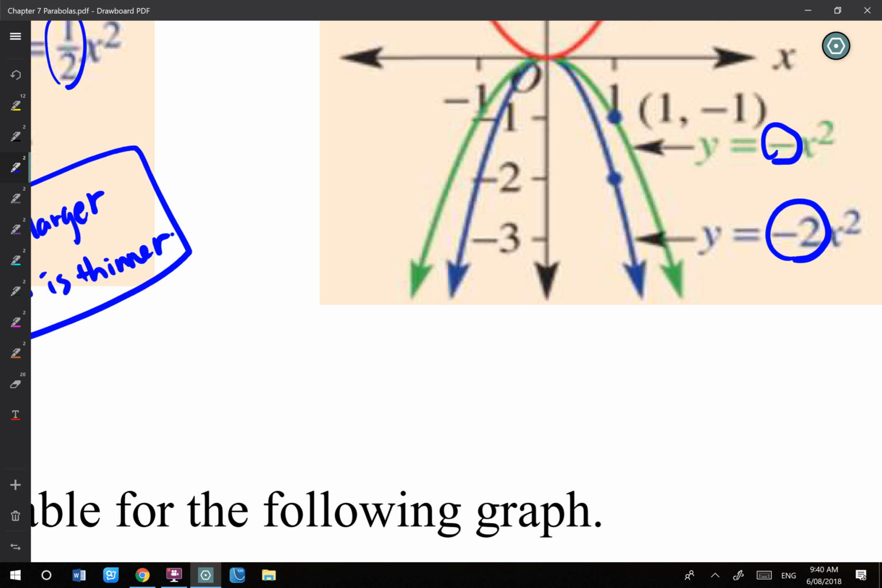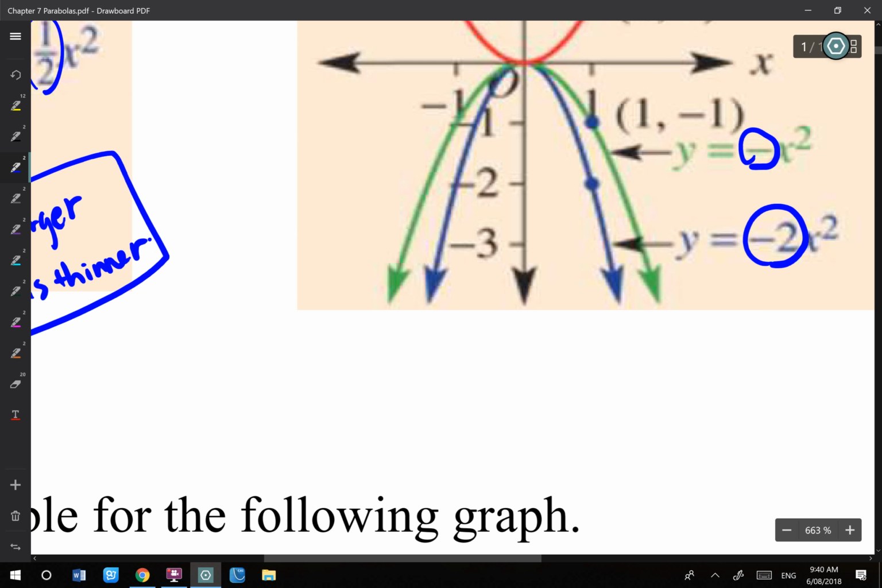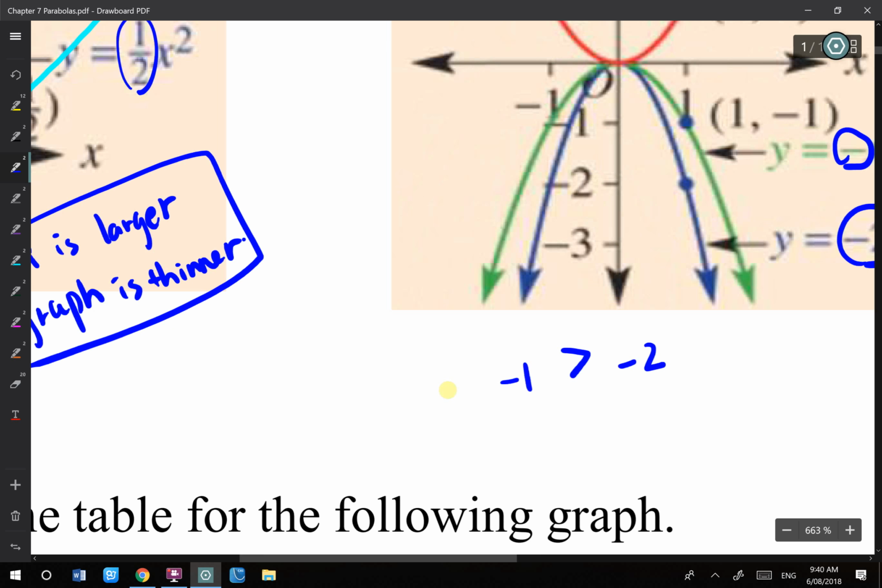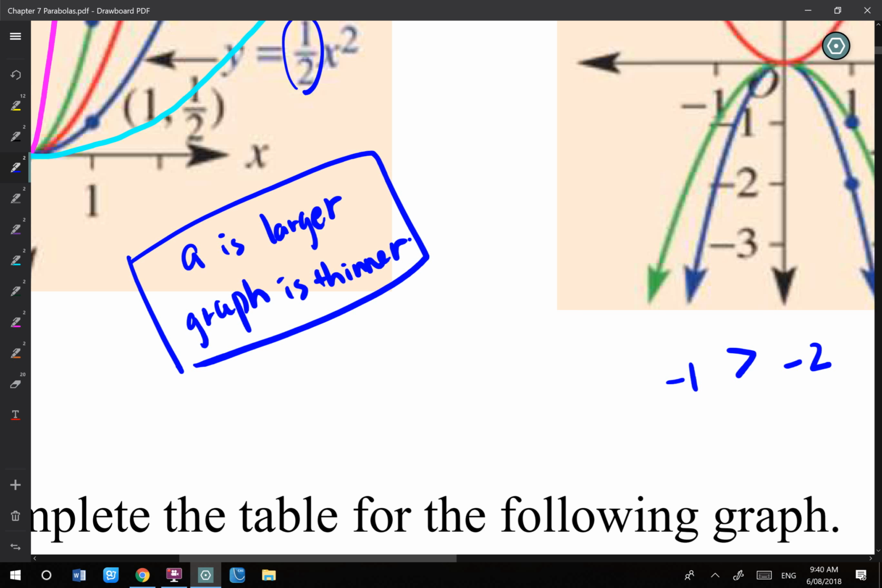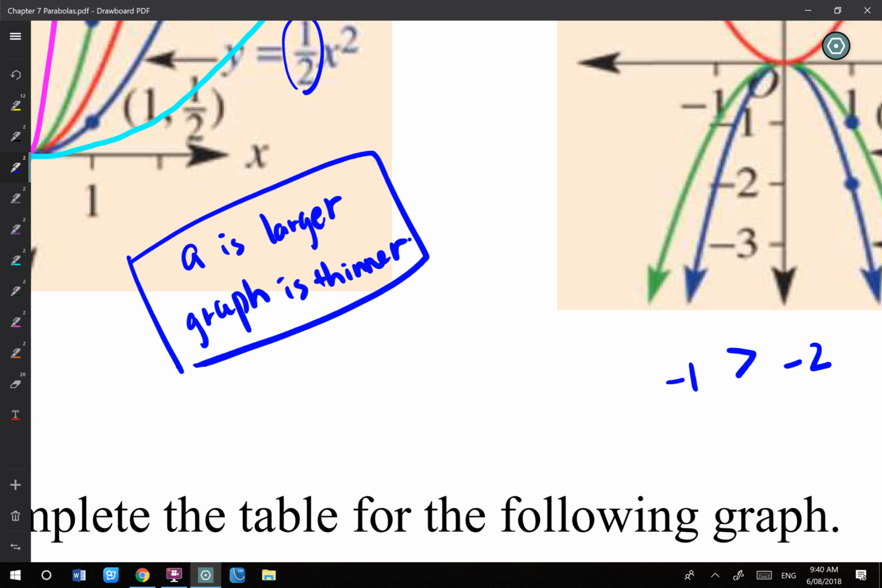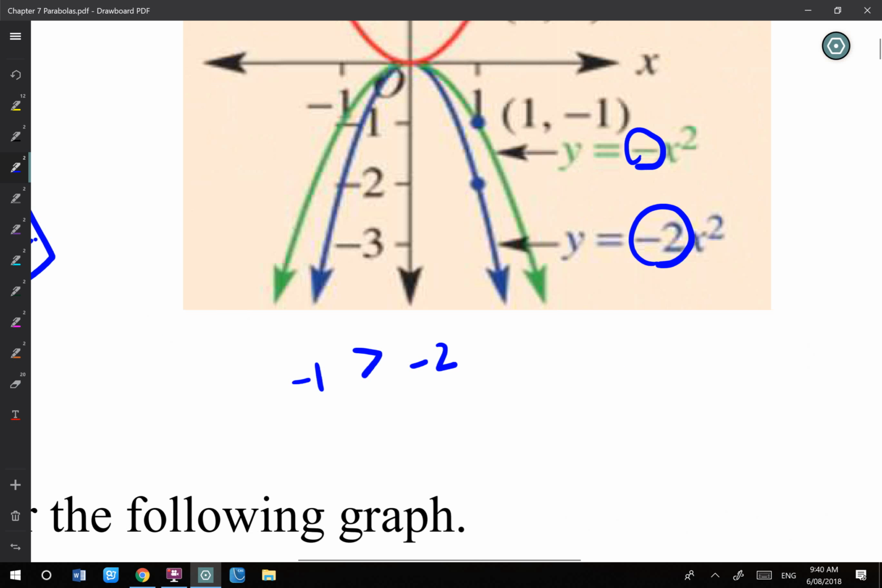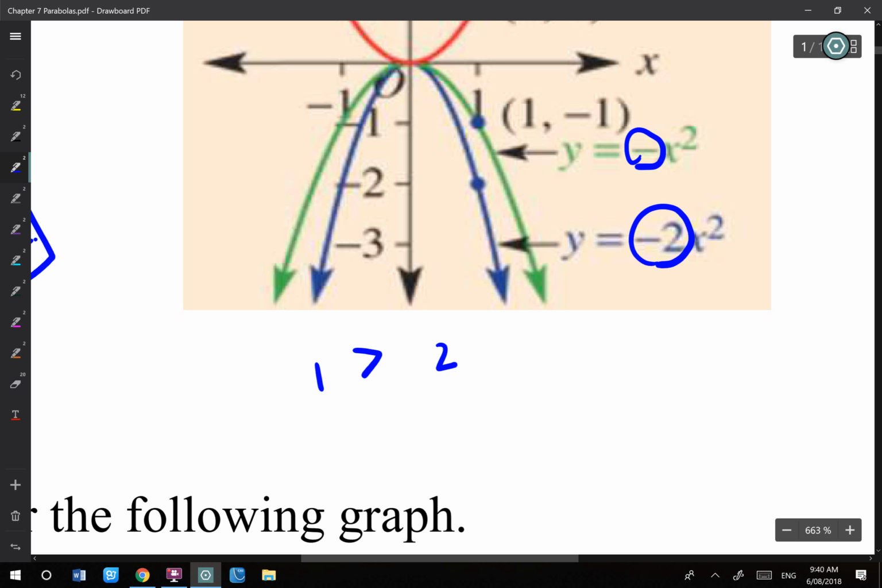But if you think about the second one, negative 2 and negative 1, which one is larger? Negative 1 is larger, right? According to what we have, if a is larger, the graph should be thinner, but you can see the negative doesn't really follow that. So when we consider whether thinner or wider, we don't take the negative sign into consideration. We do not think about negative 1 and negative 2. We just think about 1 and 2.